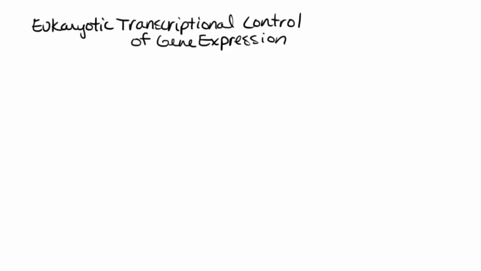Transcriptional control of gene expression is an important control mechanism in eukaryotic cells. And this transcriptional control is going to determine really whether the RNA is produced at all. So this determines if RNA is produced.